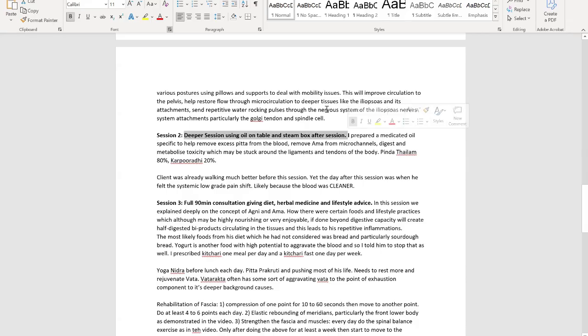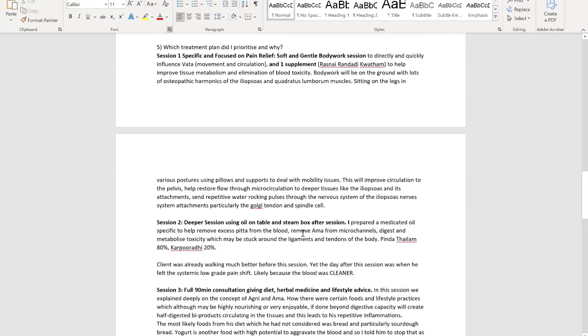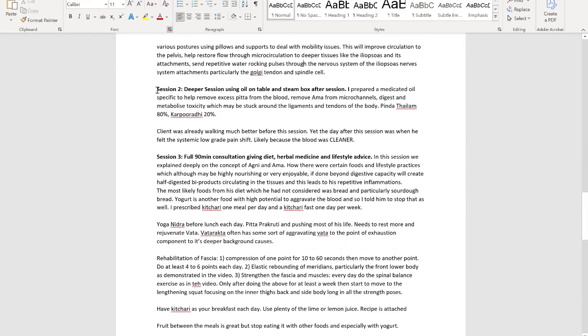We've been using this formula for a week now, and they've come back in for another session. I think it was maybe 5 days afterwards. I prepared a medicated oil specific to help remove this excess pitta from the blood and remove AMA from the microchannels, digest and metabolize toxicity, which may be stuck around the ligaments and the tendons of the body. The oil specifically I chose is Pindatylum, 80%, a very nourishing blood-specific oil, and then Carparati, 20%, a very clearing oil, specifically for microchannels that are blocked and fluid that's stuck anywhere in the body.